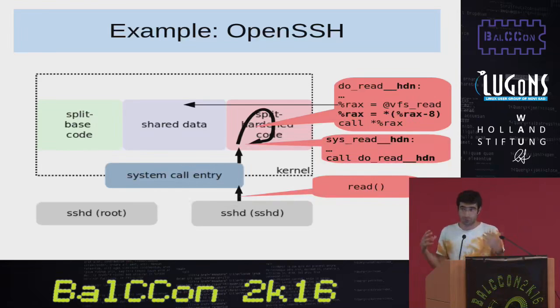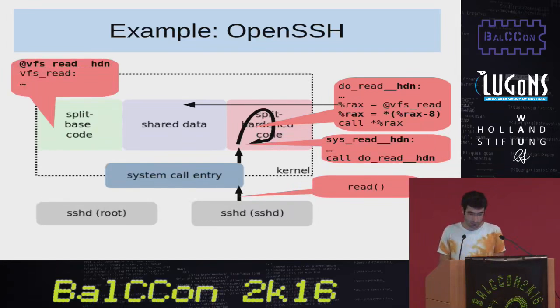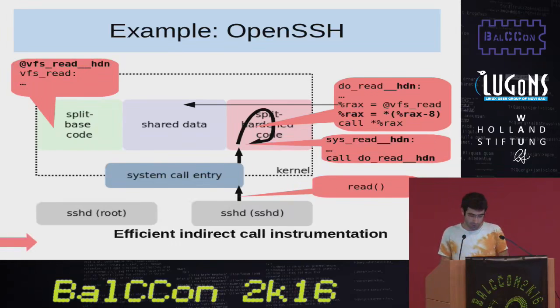So the value needs to be exactly the same. It needs to be the VFS_read address. But instead of directly jumping to the VFS_read address, what we do is we first dereference what's at the address of VFS_read -8. Because at that address, we've put the address actually of the hardened version of VFS_read. So meaning what happens is that we will remain in hardened mode with efficient indirect call instrumentation. So this will have super low overhead.